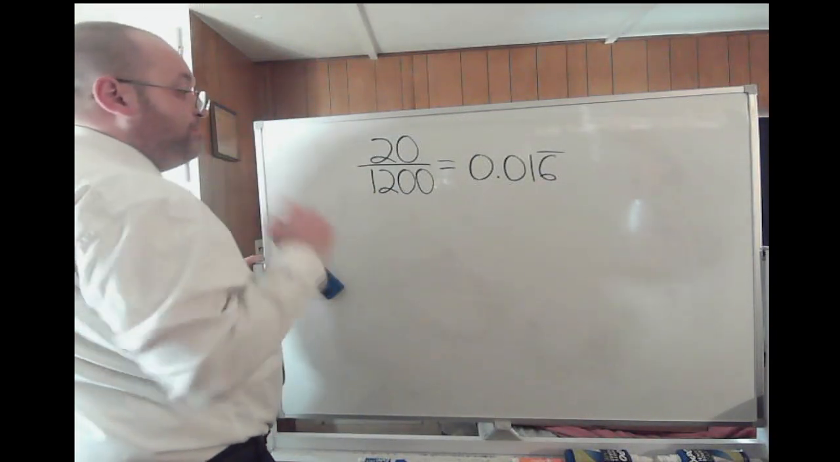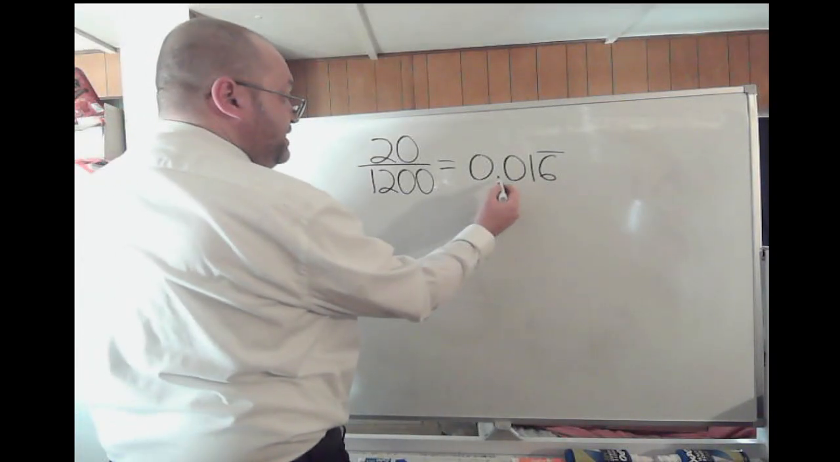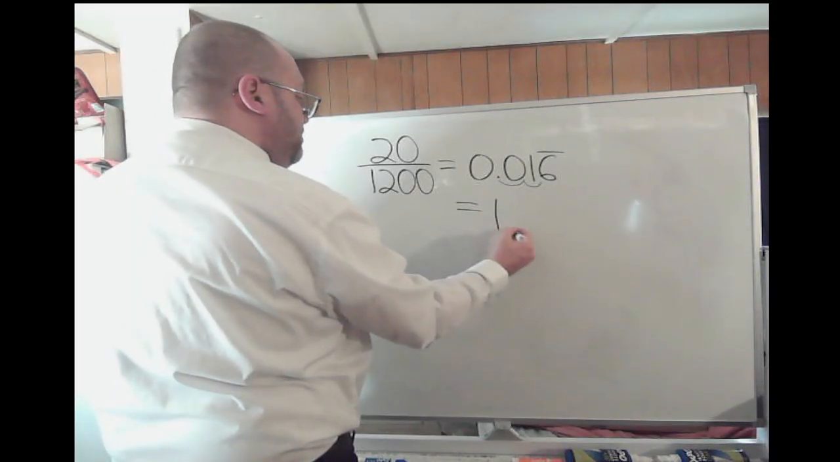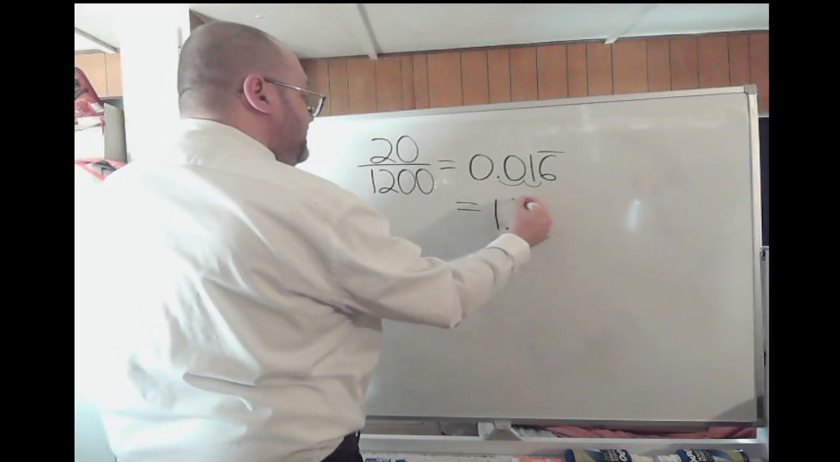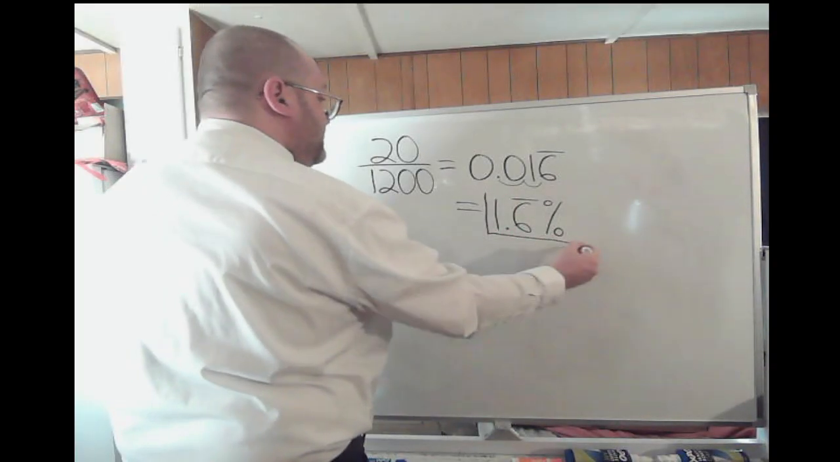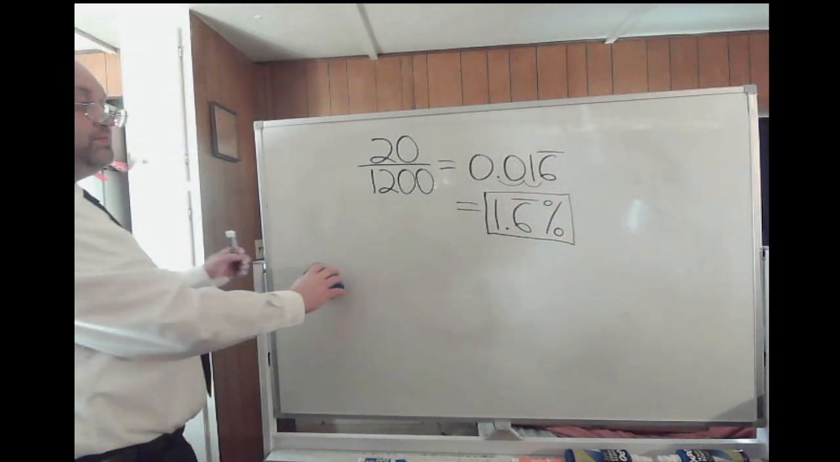Well, in order to convert this decimal into a percent, again, move the decimal 2 places to the right. You go 1, 2, you would get 1.6 repeating percent. So yes, you get 1.6 repeating percent. That would be your answer.